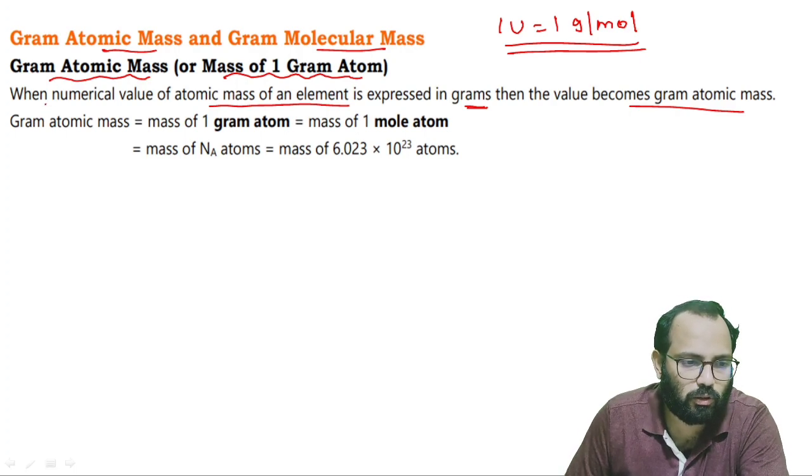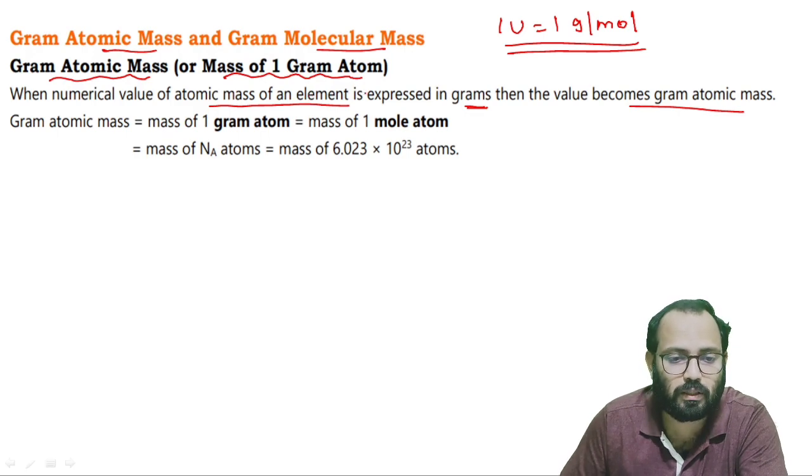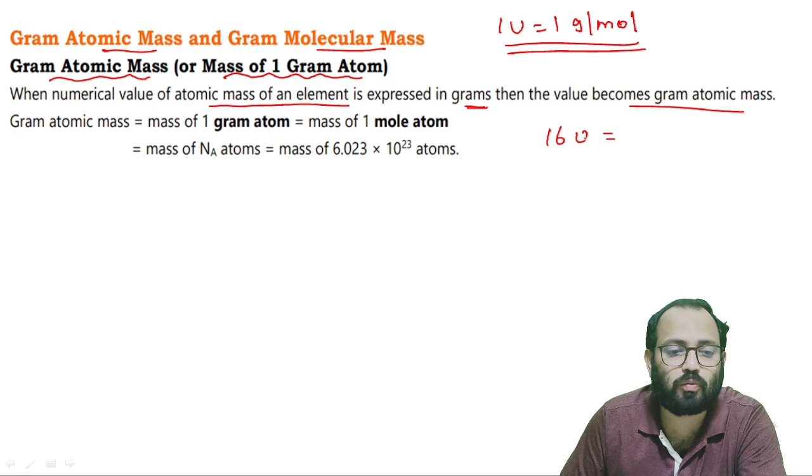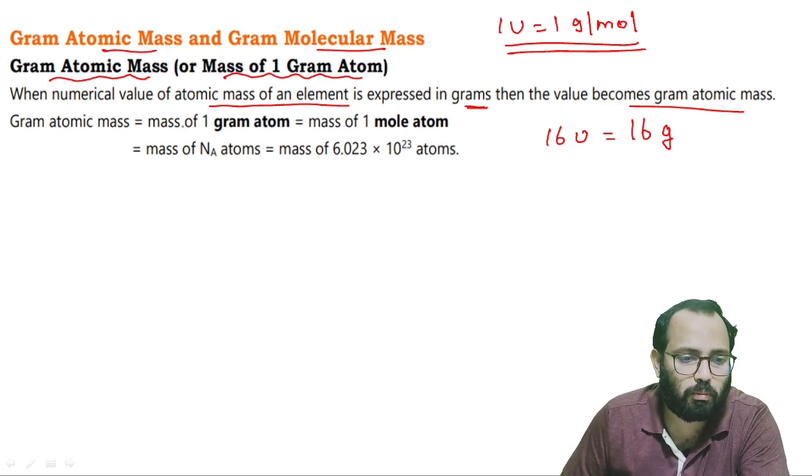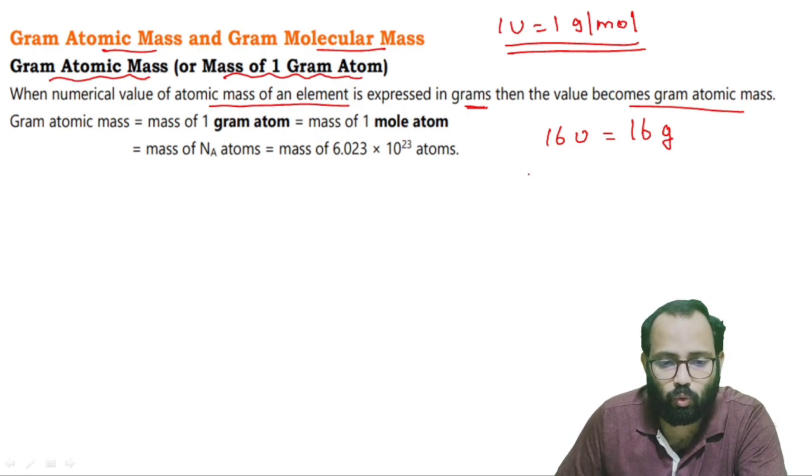So let's talk about that. When the numerical value of atomic mass of an element is expressed in gram, then the value becomes gram atomic mass. Let's say I write 16 u, the mass of one oxygen atom. That is the numerical value of atomic mass of an element. If I express that in gram, this value becomes gram atomic mass. So gram atomic mass is the mass of 1 gram atom. Just remember, 1 gram atom.